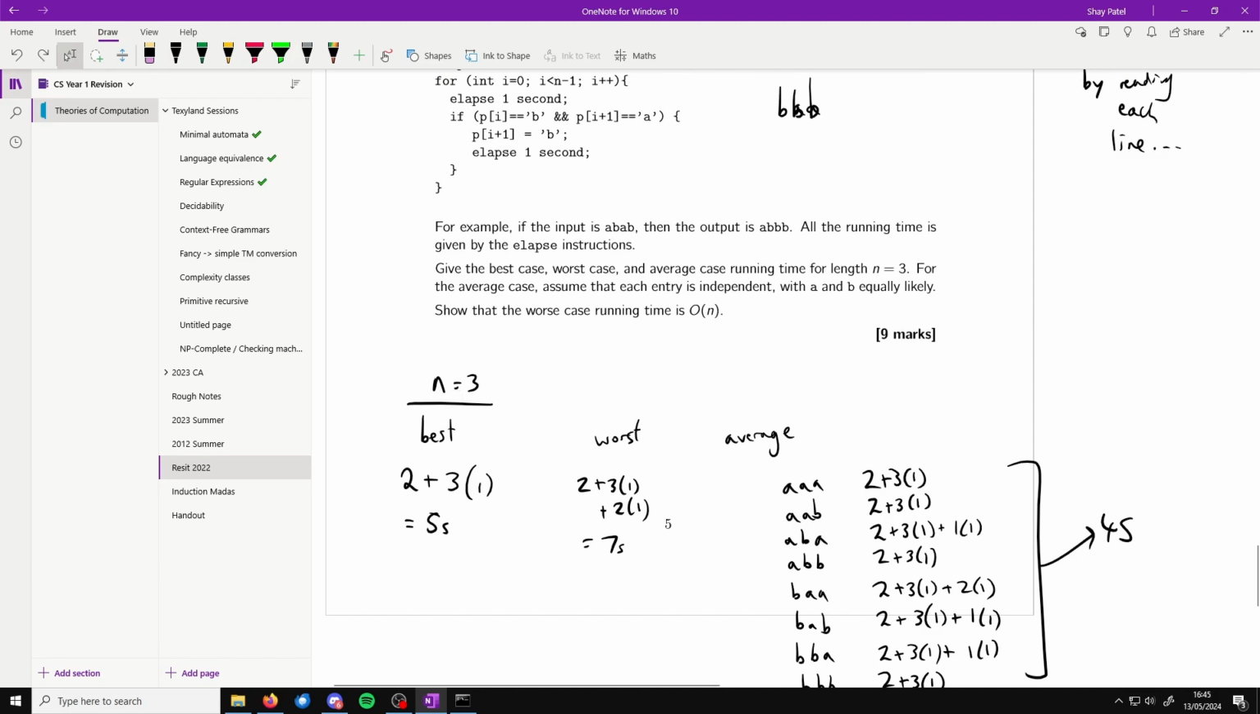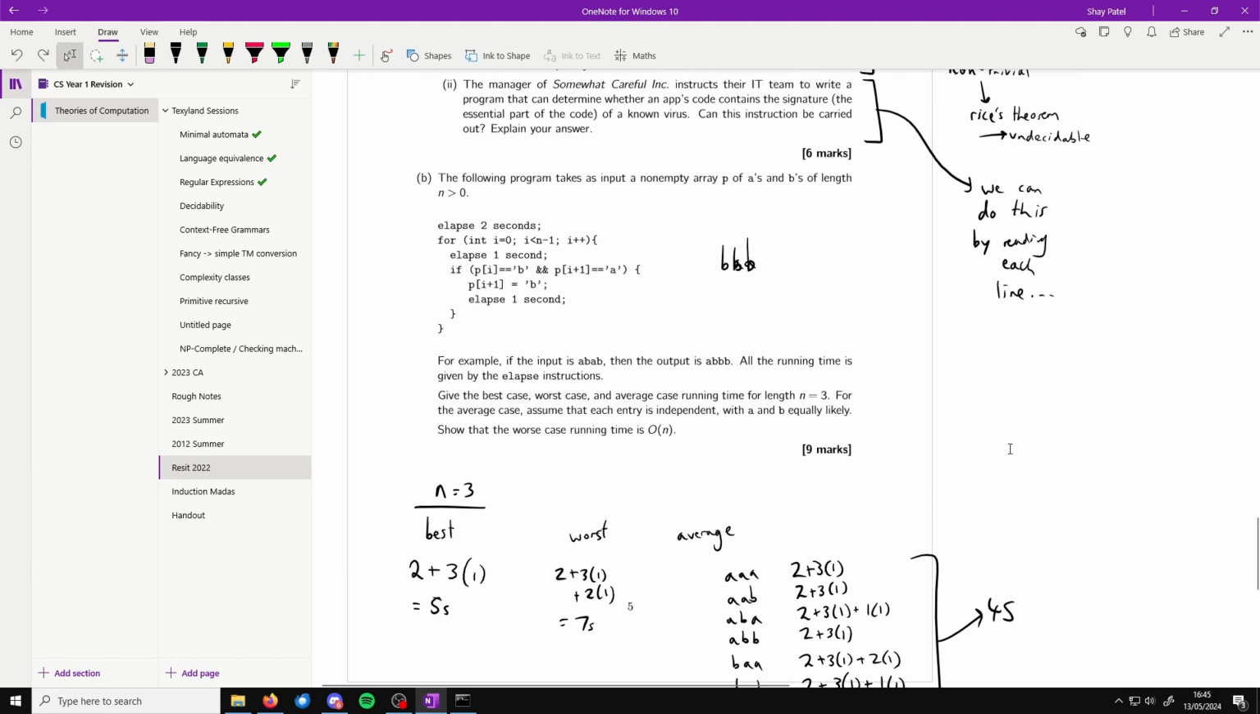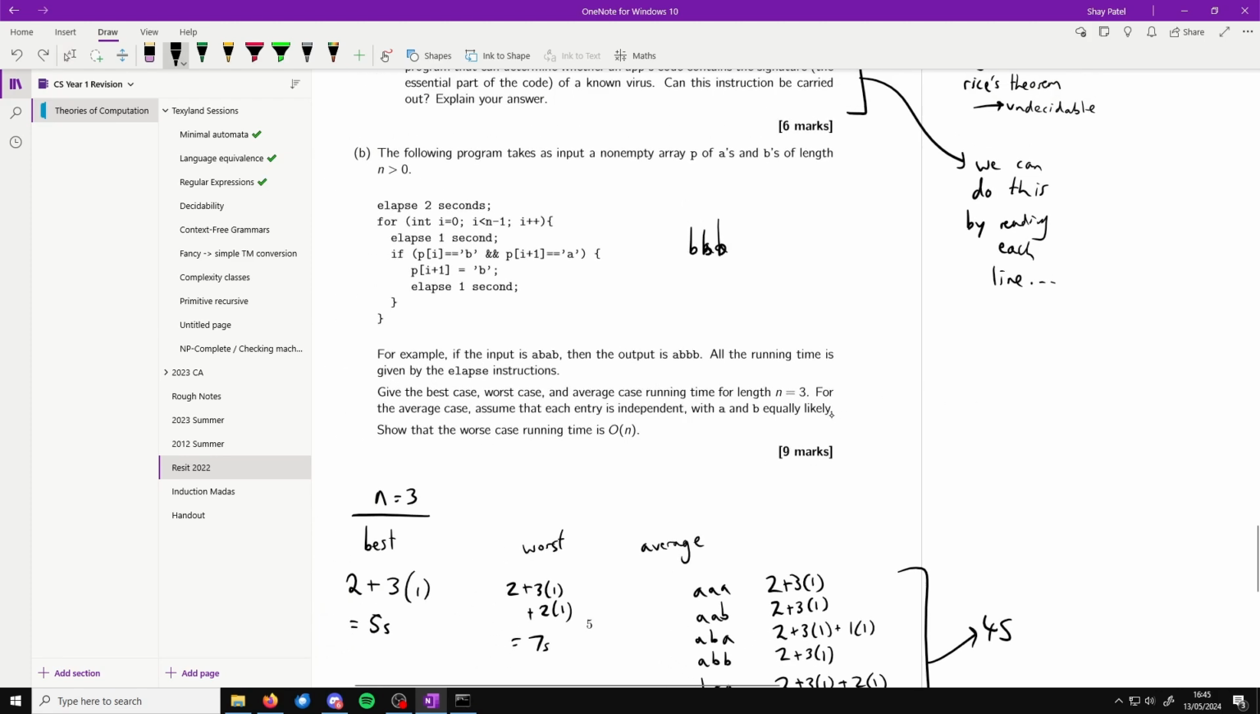Okay, let's look at the second part. Show that the worst case running time is O of n. In the worst case, the first character being an A is the best, but it can only happen once. The best case is where they're all A's. It's n minus 1, so it only loops for n minus 1 times. It doesn't loop for that last character, because we're comparing the second to last character to the last character. If we looped up to the last character, we'd be comparing it to a character that doesn't exist. It's like bubble sort, where we go up to the second to last element.